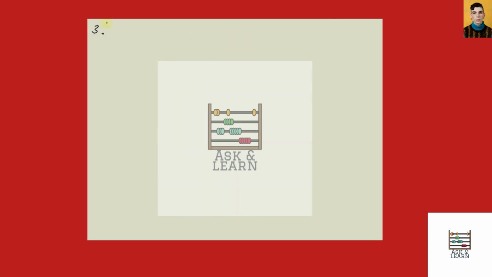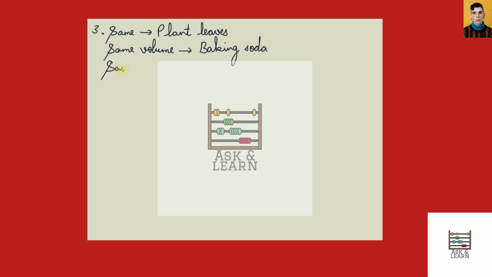Third question, the experimental controls used in the leaf disc assay include using the same type and age of plant leaves, the same volume and concentration of baking soda solution, and the same light source and intensity.